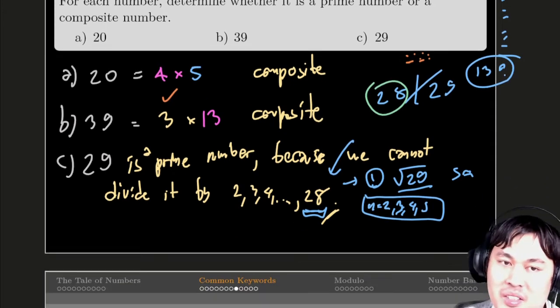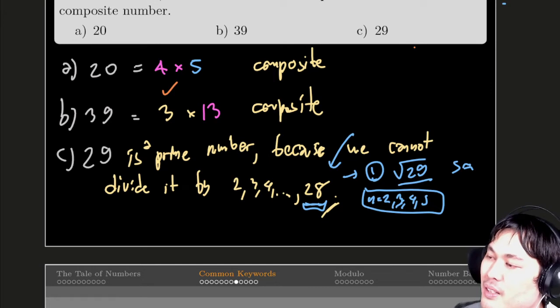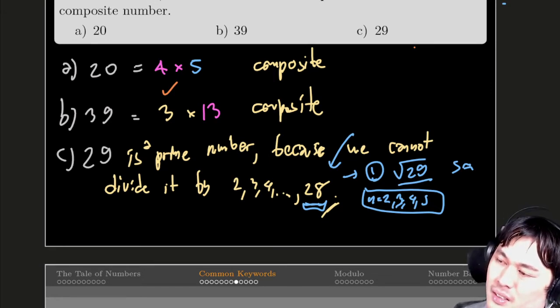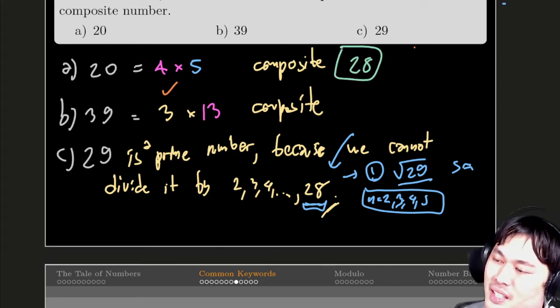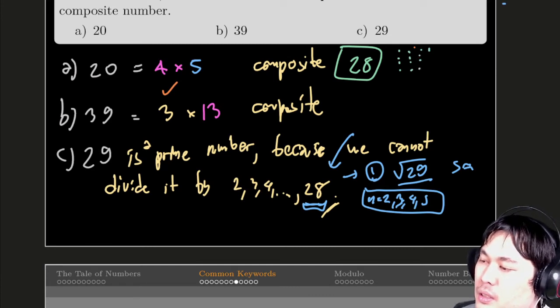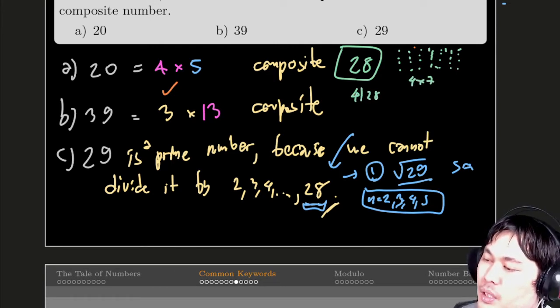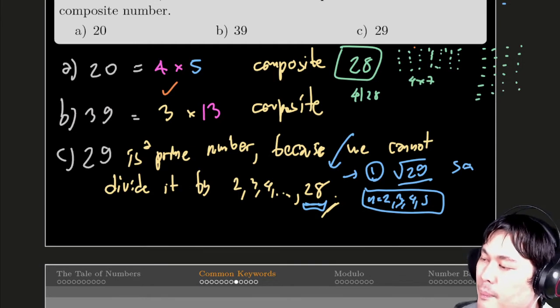A quick reasoning why we only need to test up to the square root of that number is this. Let's think about 28, for instance. You can divide it into 4 groups, right? Each group has 7 dots. 4 times 7, so 4 divides 28. You can also divide it into 7 groups of 4 dots, because they are symmetric. You can kind of flip one group to another.